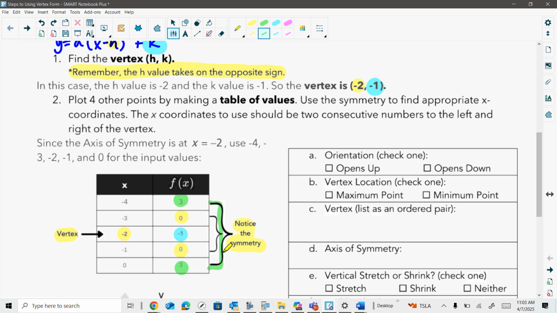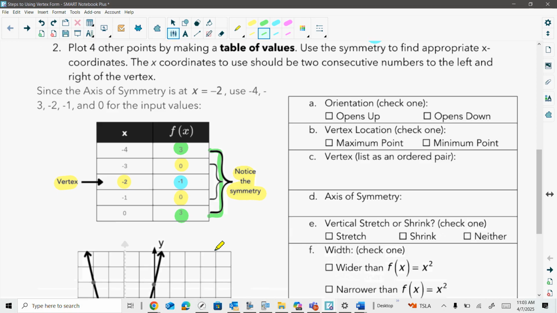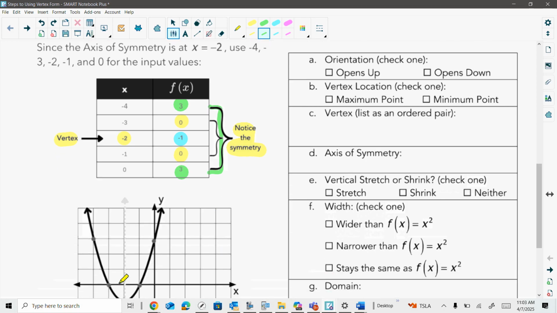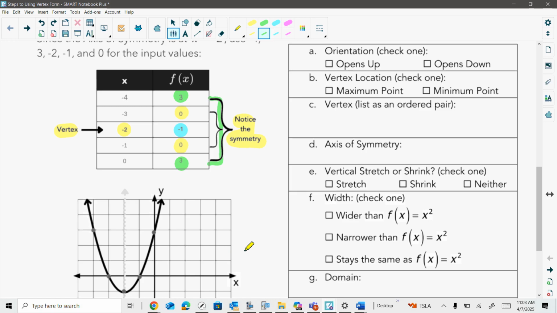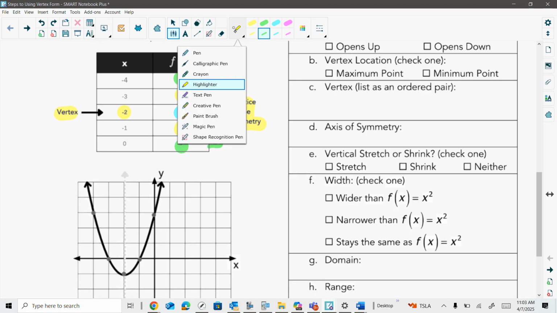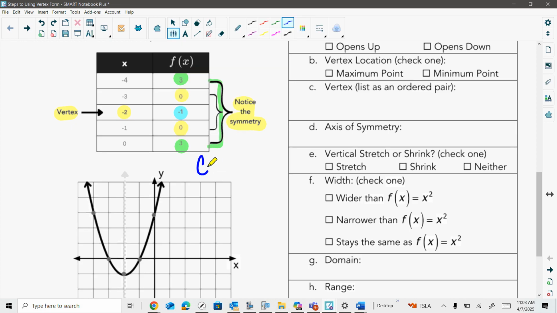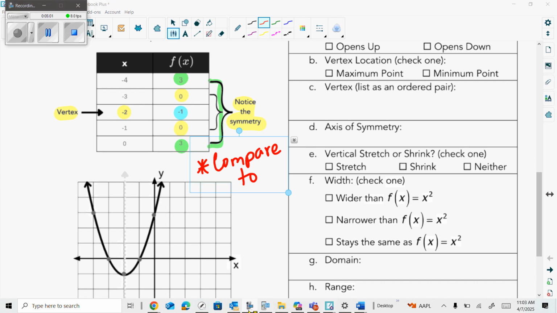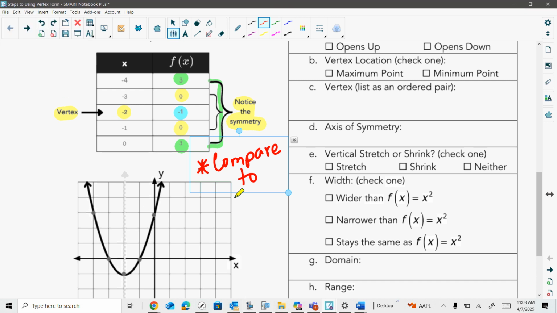Okay, so I'm going to just scroll up just a little bit because they've already graphed the function for us. But I need you to understand when we compare it, we always compare to the parent function. Yeah, x squared, exactly. So I'm just going to make a note, compared to parent function. Here, write this, add this to your notes. Parent function is y equals x squared.